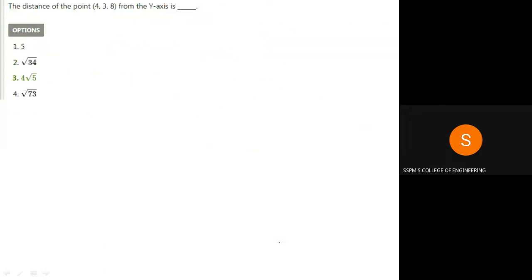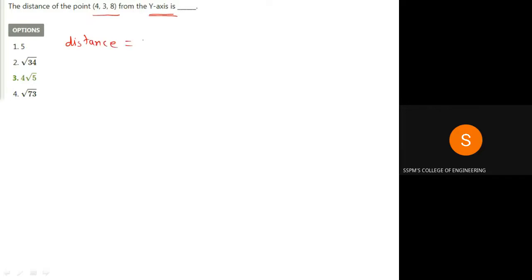Now we will see the next example. So distance. Now we are asked to find the distance of a point. See, this is the point 4, 3, 8, and we have to find its distance from the y-axis. You can imagine a three-dimensional space here, and you are given a point in that space, and you have to find its distance from one of the axes, that is the y-axis.